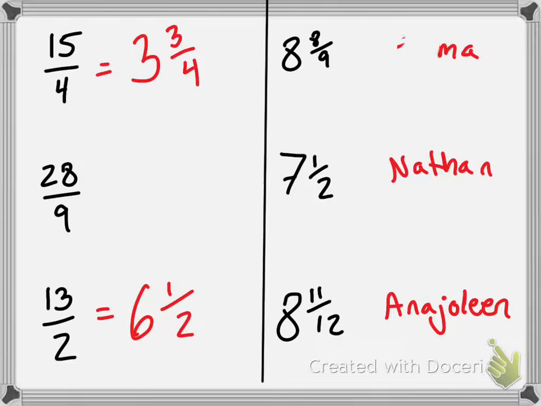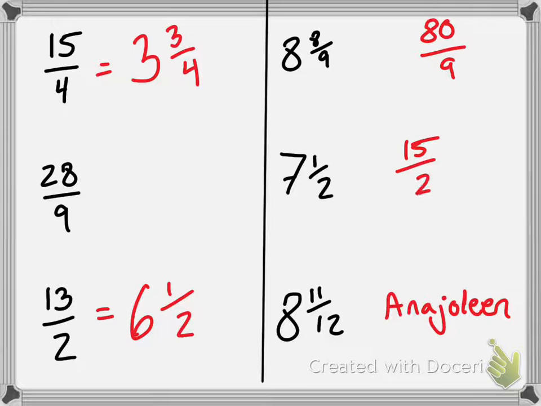Emma, what about 8 and 8/9? I got 80/9. Yes. 8 times 9 is 72. We add that to 8 and we get 80. Nathan, what about 7 and 1/2? Perfect. 15/2. 7 times 2 is 14 plus 1 is 15.